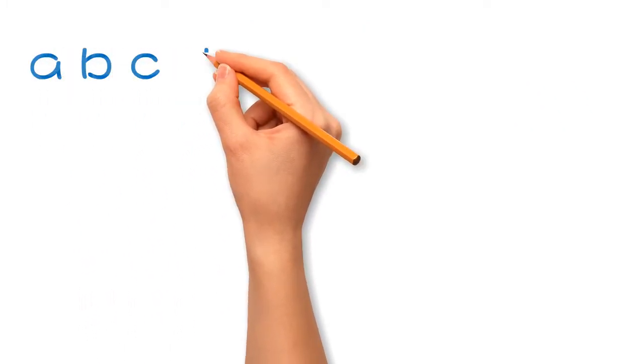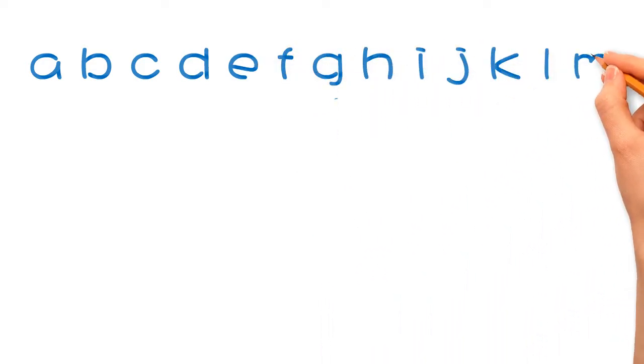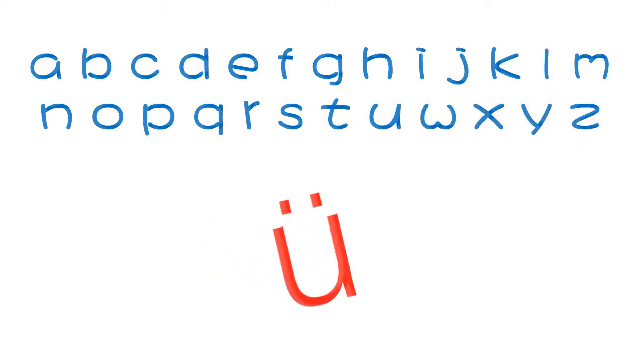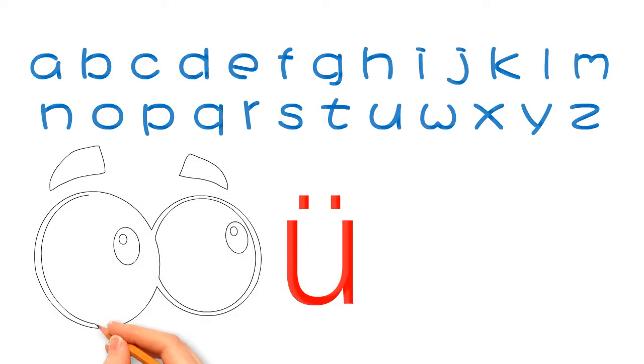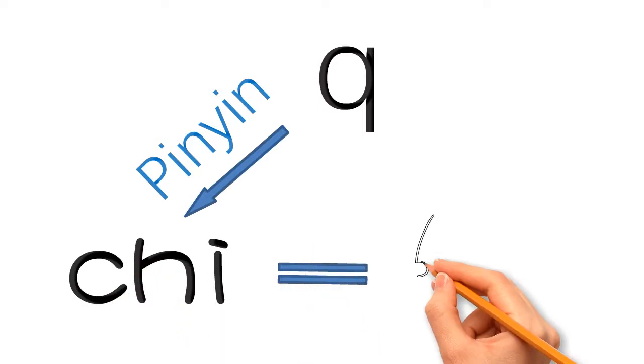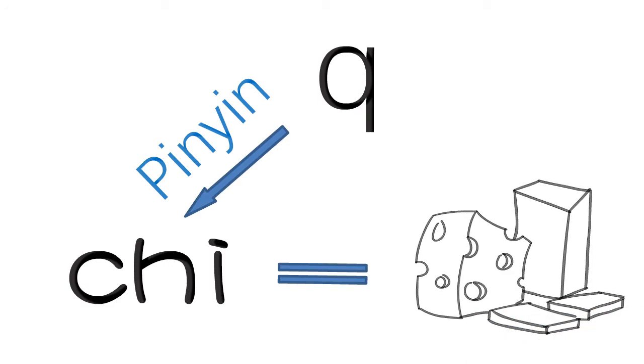Most letters in Pinyin are the same as English letters, apart from the letter U, which does not exist in English. In Pinyin, some letters are pronounced differently compared to how they are pronounced in English, so you must be careful. For example, Q in Pinyin is pronounced as qi, as in cheese. This is very different compared to its English pronunciation.